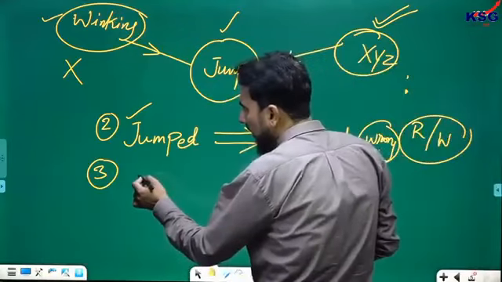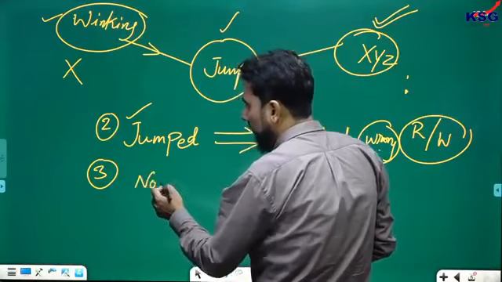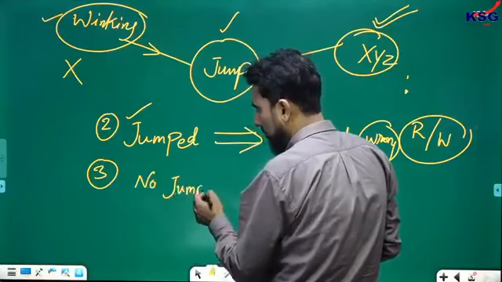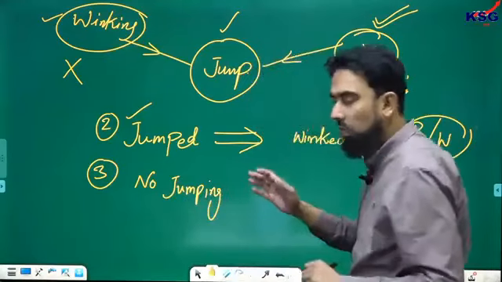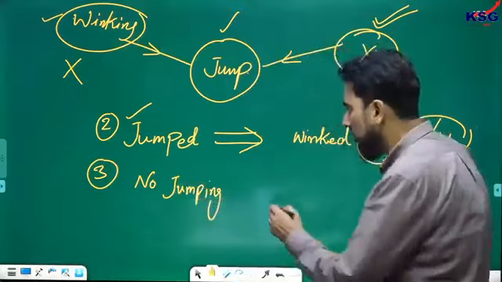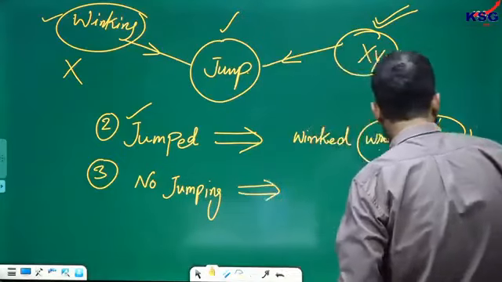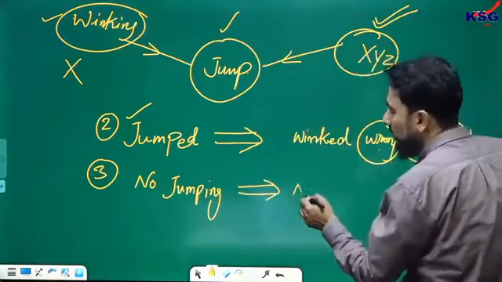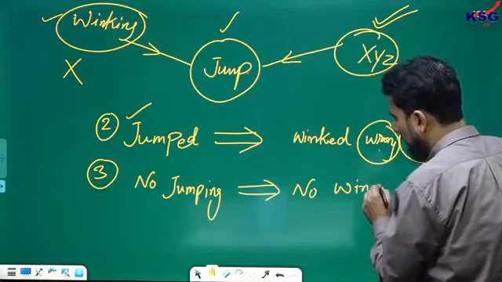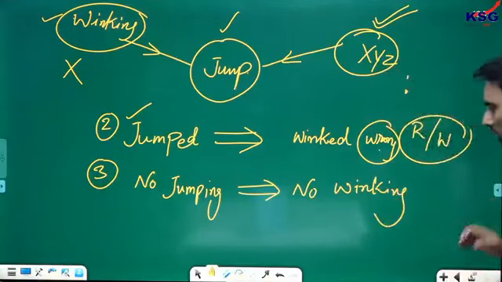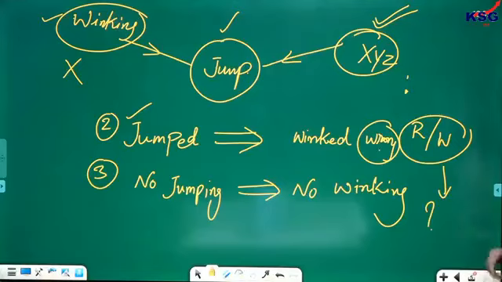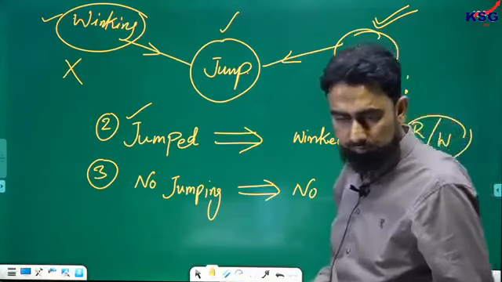Now, if you are told that in fact there is no jumping, he has not jumped out of the window. On this basis, you have to conclude, after the arrow I am writing the conclusion, that there is no winking. He did not jump out of the window, leading to the conclusion that she must not have winked. Is it valid, right or wrong? Please write your answer for the third one.